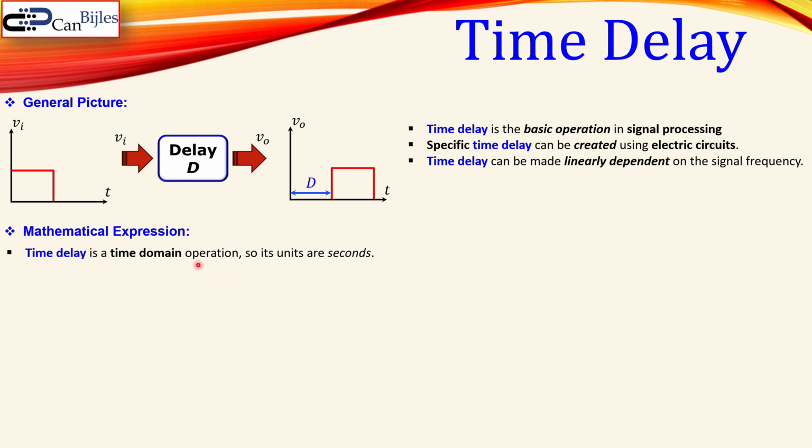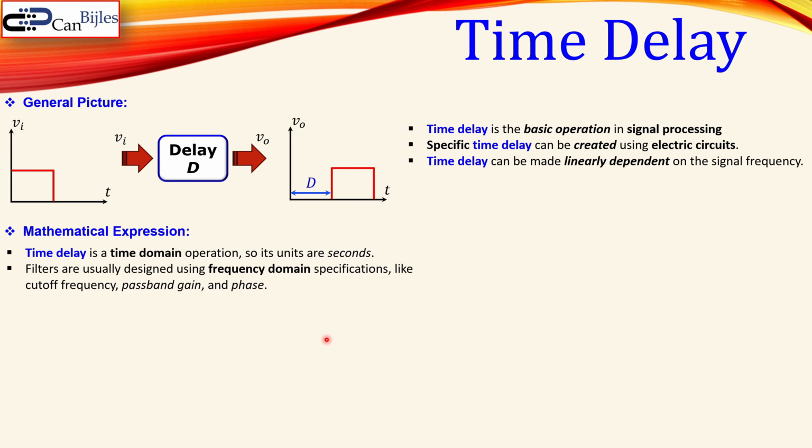So the units are in seconds, let's say 10 seconds or 10 microseconds. And the filters are usually designed using frequency domain specifications like the cutoff frequency, which is given in hertz or radians per second, the passband gain, and the phase is always in degrees or in radians. So we need to make a translation or the transfer from the time domain to the frequency domain and then getting back again to verify our design. So therefore we need to relate this time delay and the specific specifications in our filter.